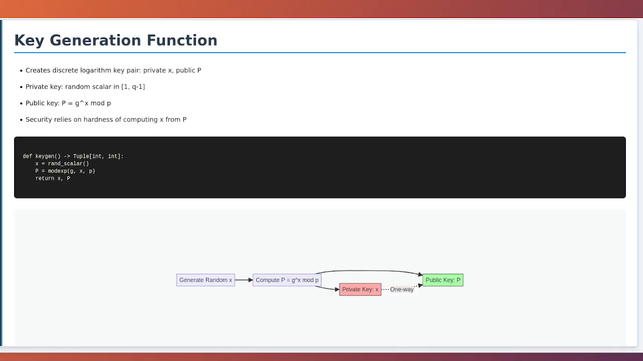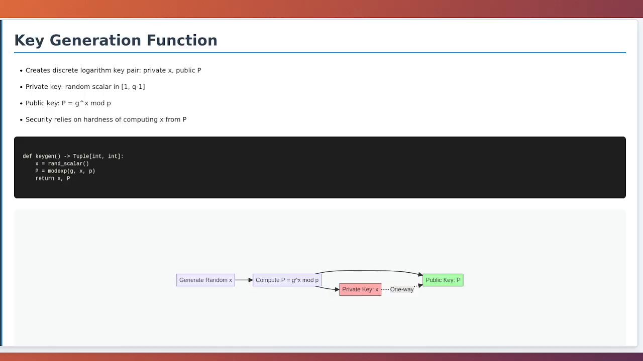This is a one-way function in the computational sense. Given x, computing P is easy using our modexp function. However, given P and g, finding x is believed to be computationally infeasible with current algorithms and computing power. The best-known algorithms for discrete logarithm in carefully chosen groups like ours have subexponential complexity, meaning they are not as slow as brute force but still impractical for large enough parameters.